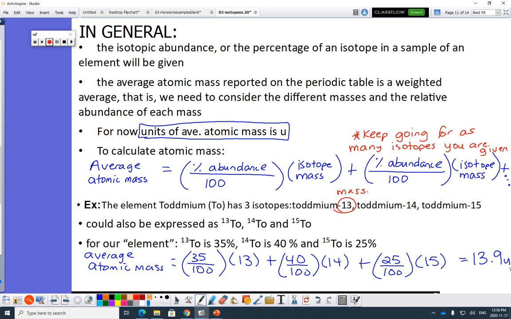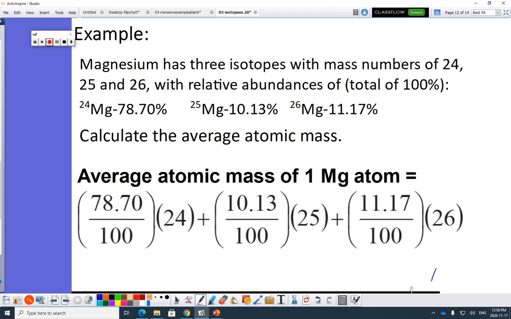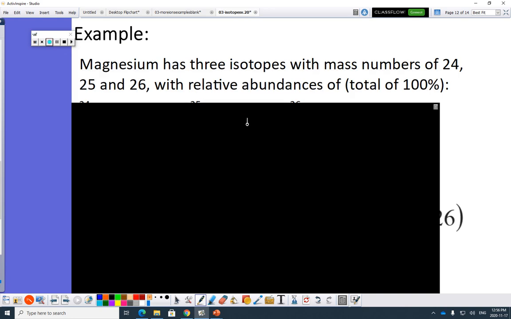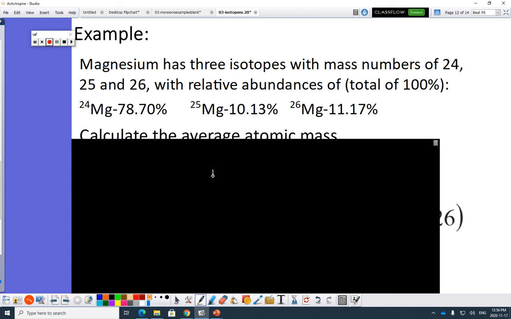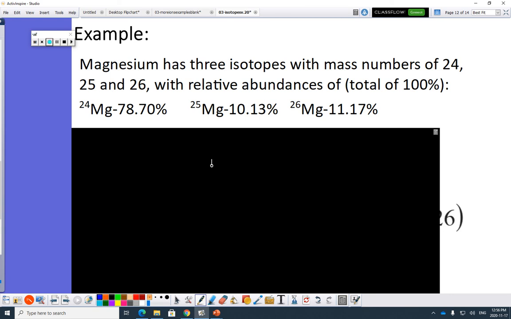So let's do a real one. So we'll do magnesium. Is everybody good? Yeah. I feel like 24 maybe got cut off. Sorry. So magnesium has 3 isotopes, 24, 25, and 26. And their abundances have to total 100. So again, you can be given decimal ones, that's fine, just keep the decimal. And then you're going to do the same thing. So 78.7 divided by 100 times 24 plus 10.13 divided by 100 times 25.